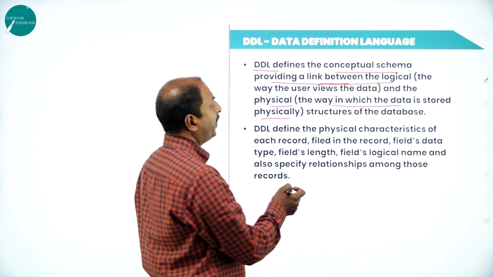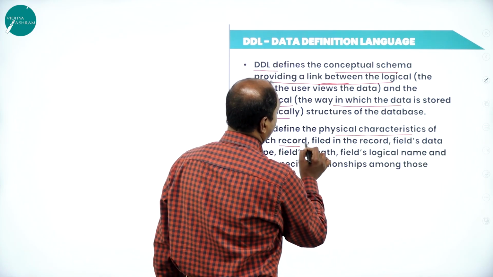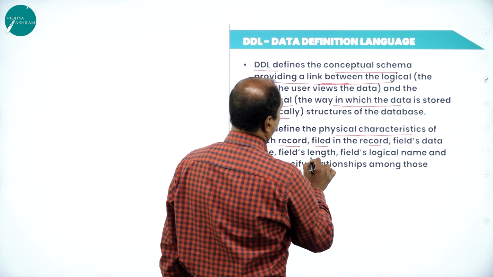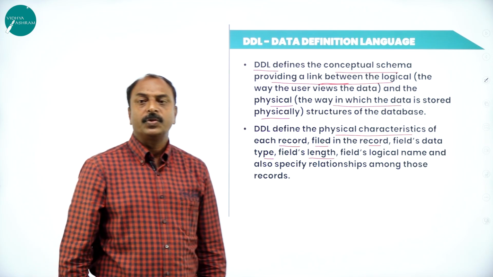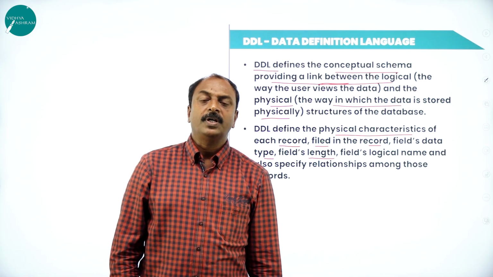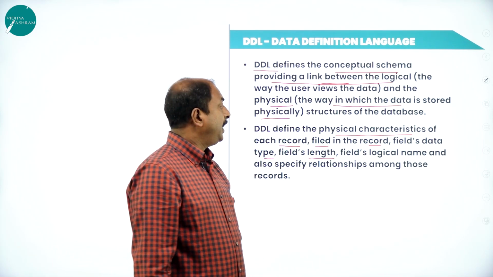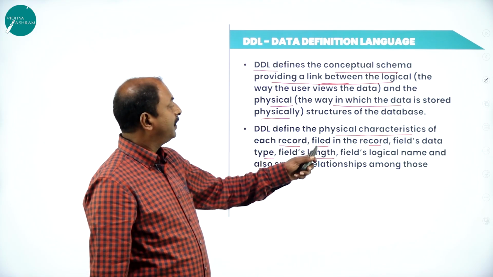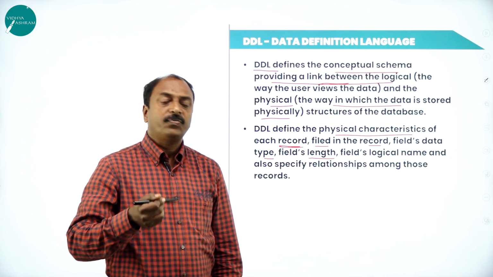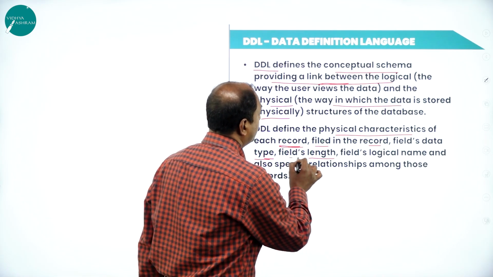Next, it defines the physical characteristics of each record, the fields in the record, the data types, and everything. As all of you know, a database is made up of rows and columns, and each row in a database is a record. So this defines the type of record and the type of the field, along with the data type as well as the length of the fields.